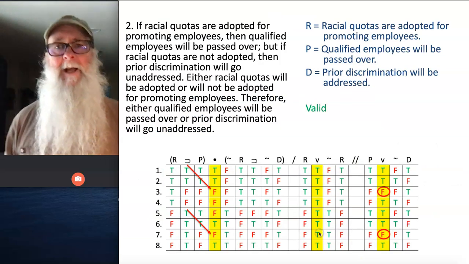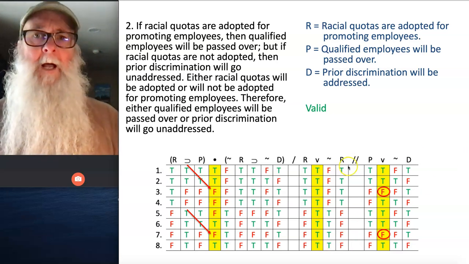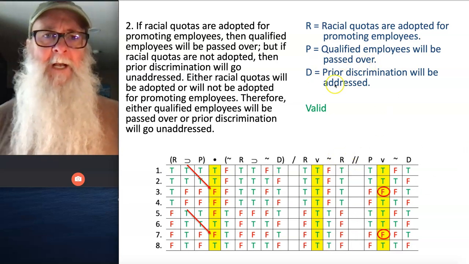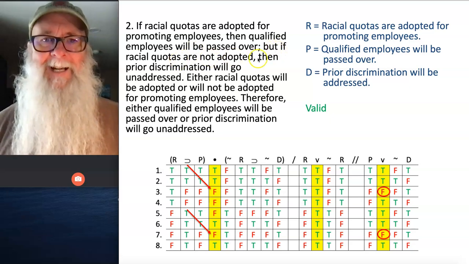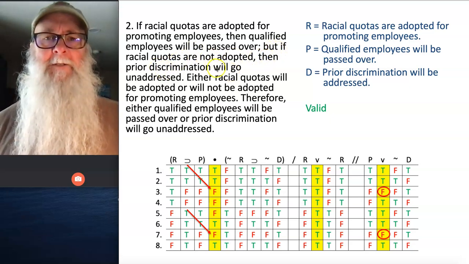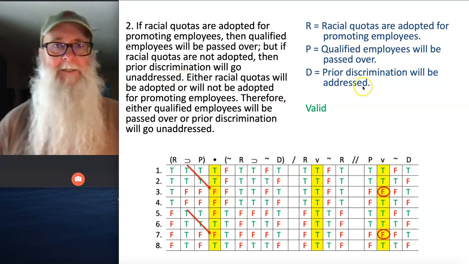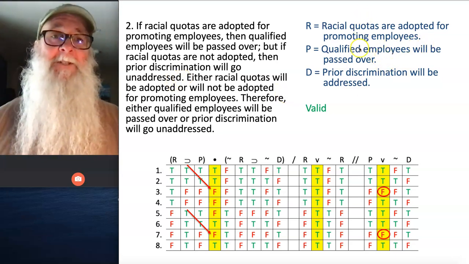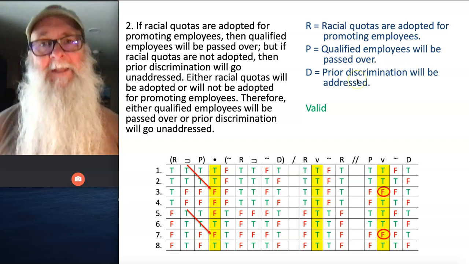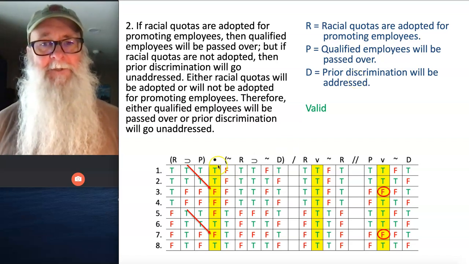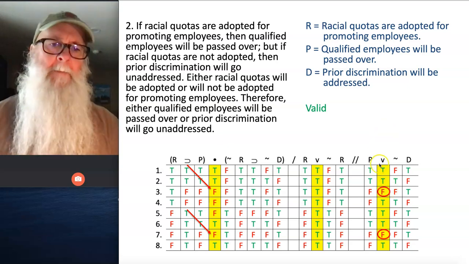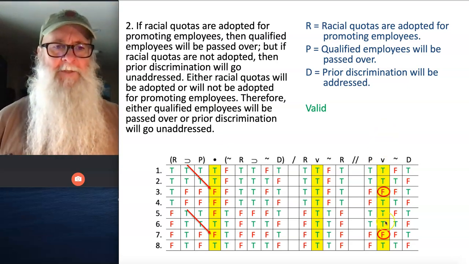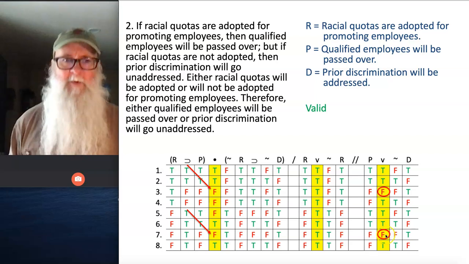All right, number 2. You'll notice something important here. In the original argument, it says, if racial quotas are not adopted, then prior discrimination will go unaddressed. And again, I chose to represent those statements affirmatively and then to negate them in my truth table using tildes. When I do that, I have two false values, one on line 3 and one on line 7.